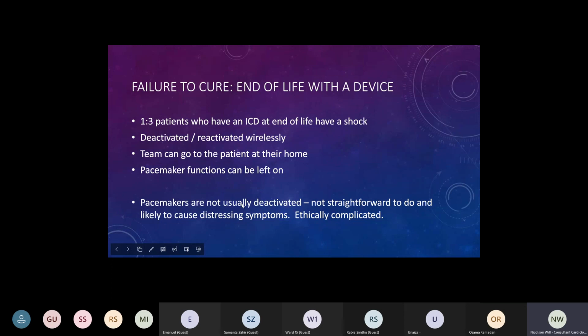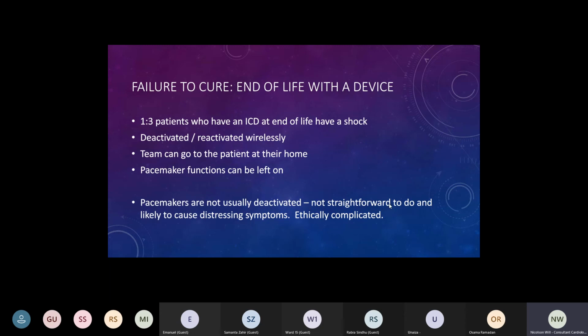Pacemakers, on the other hand, I sometimes get asked to deactivate a pacemaker, and the answer to that is almost always going to be no. And the reason for that is that it's not that straightforward to switch off a pacemaker. They don't have a simple switch to put them off because they're really not designed to switch off completely.